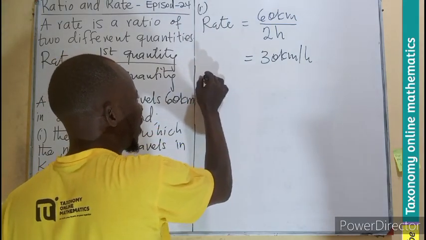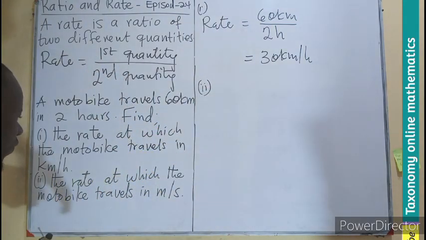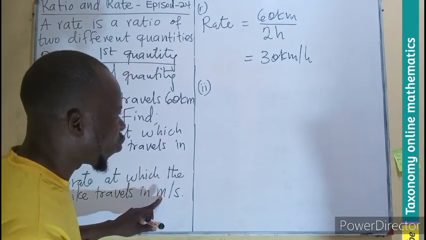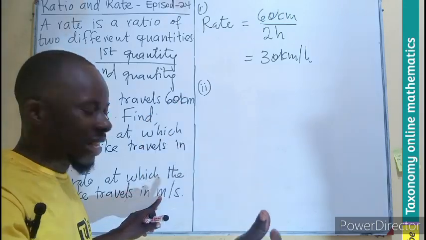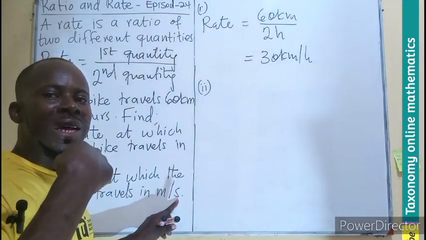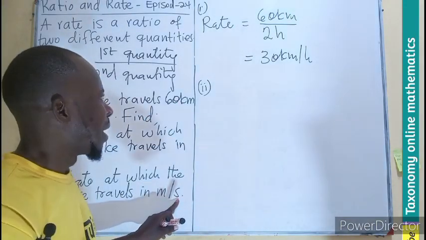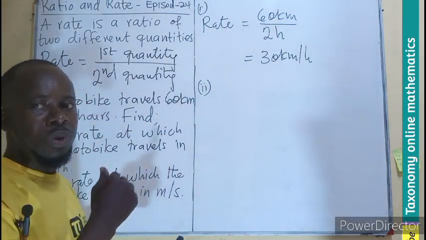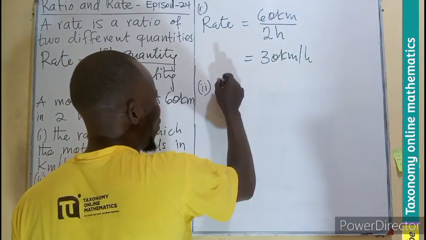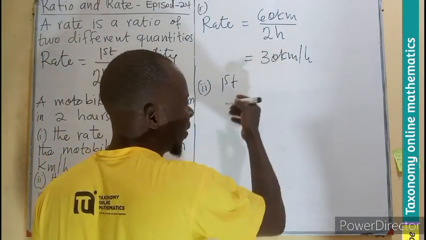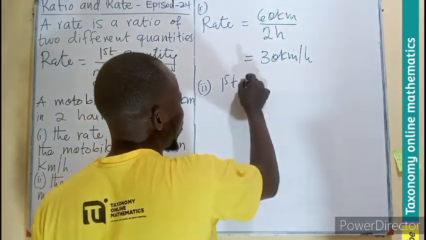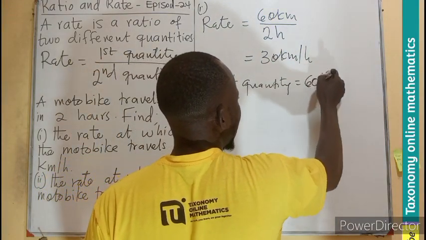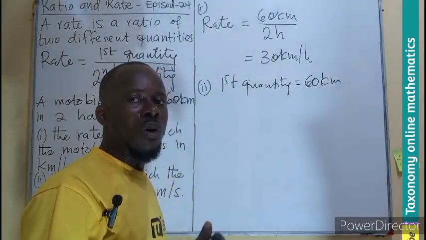Then for the second one, we are to find the rate in meters per second. Meaning the first quantity should have the unit of meters, and the second quantity should have the unit of seconds. But our original units are kilometers and hours, so we need to convert them. The first quantity, in this case the distance, is going to be 60 kilometers, which we need to convert.